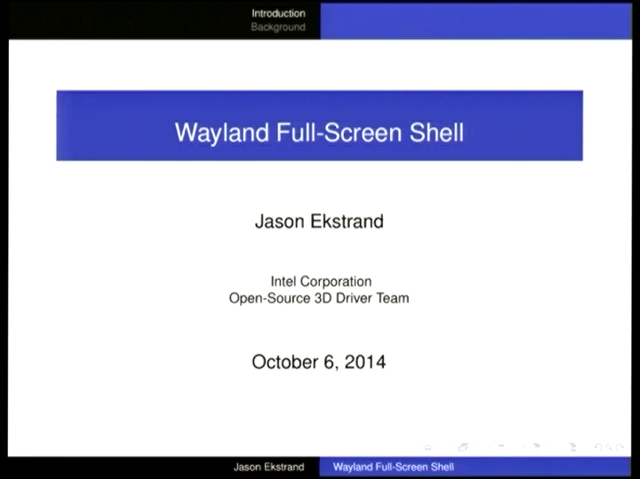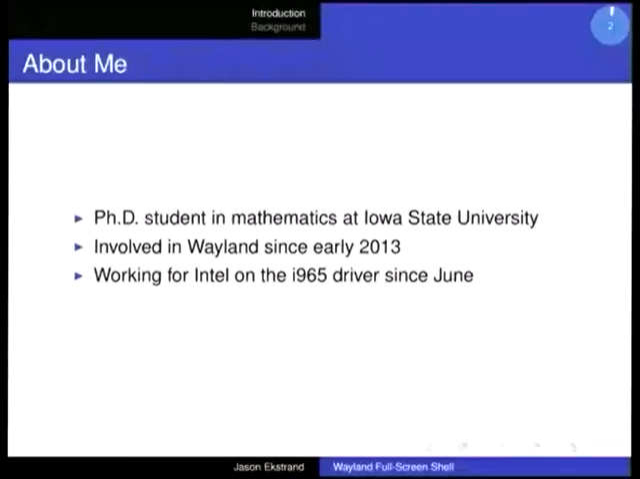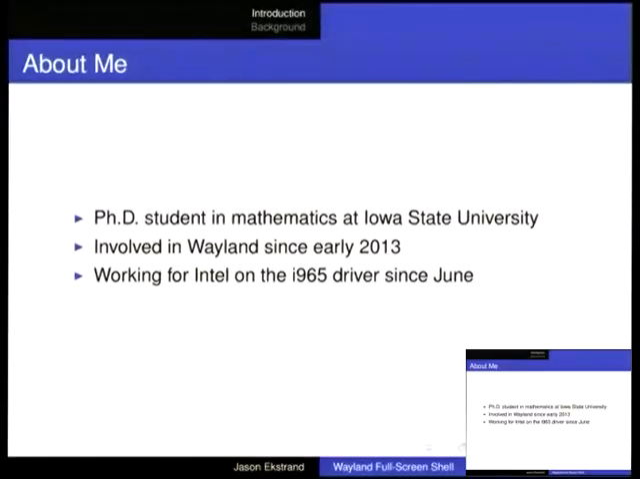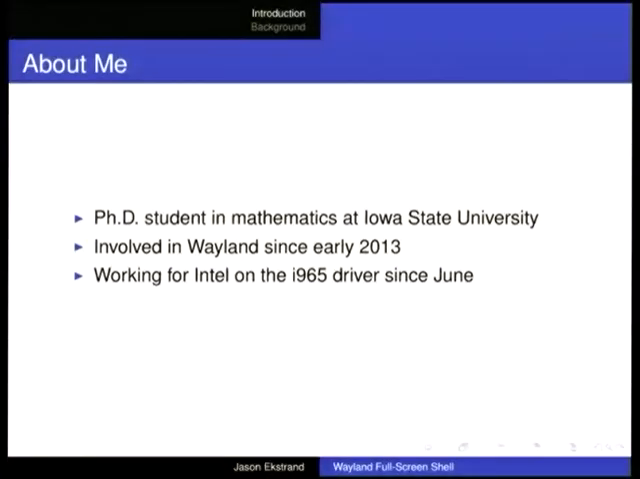Yeah, as Martin said, my name is Jason Ekstrand. A little bit about me. I am, and still am, a PhD student in mathematics at Iowa State University. And in late 2012, I started working on a little side project to keep myself sane. And the net result of that was to get involved in the Wayland project in the beginning of 2013. And I've been sort of hacking on it ever since.